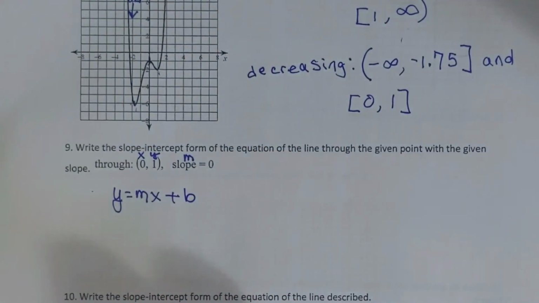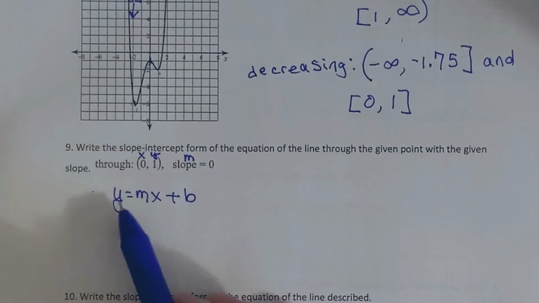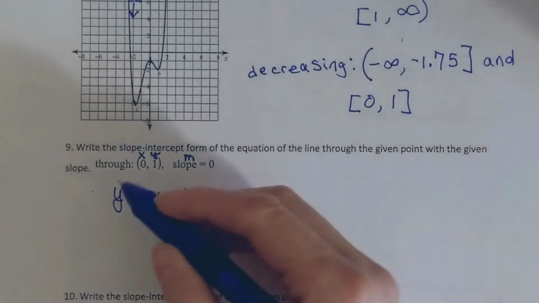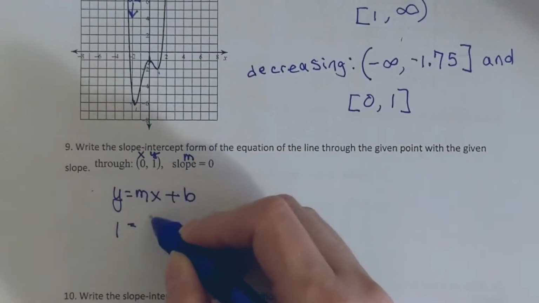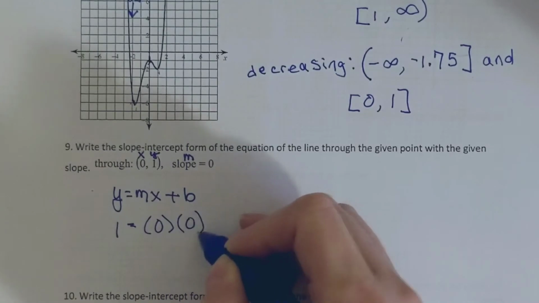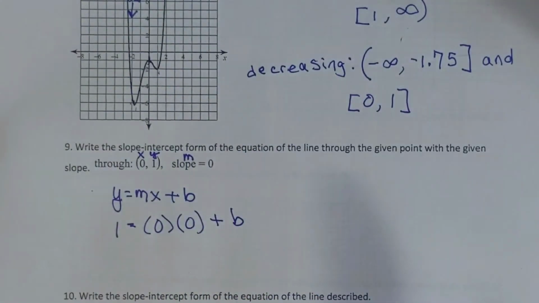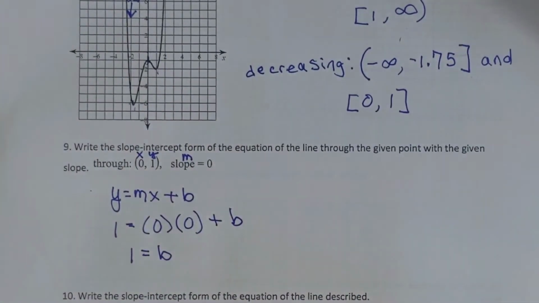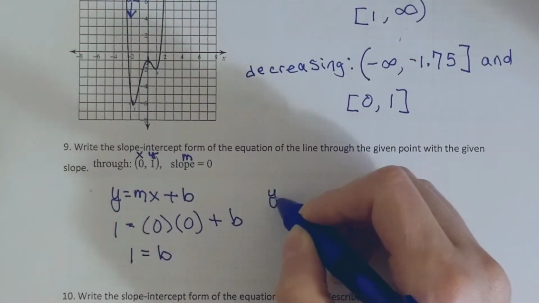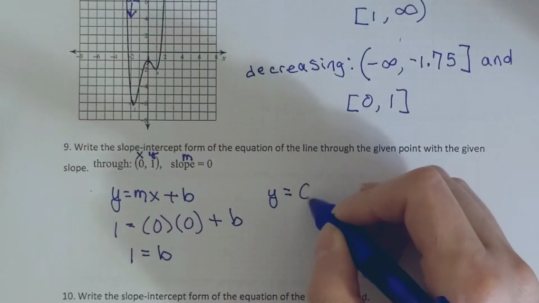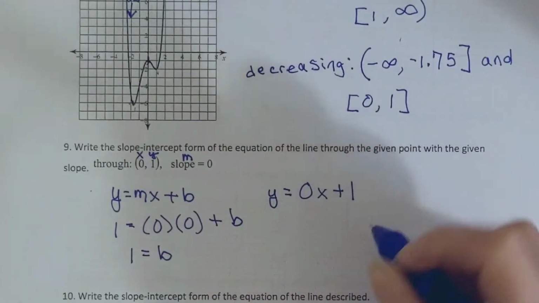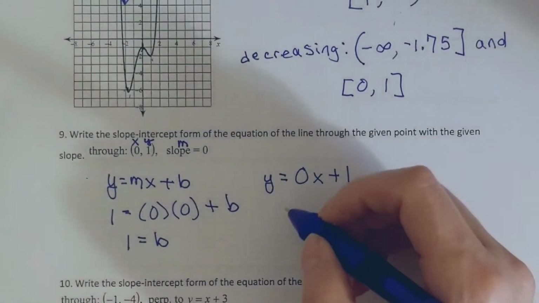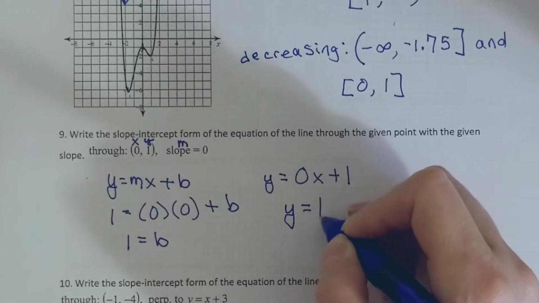Okay, so we're going to plug in the x, the y, and the m into the formula. I need to find my b value. So I have 1 equals 0 times 0 plus b. Well, that makes this a lot easier. So 1 equals b. So I plug that back into our formula. So y equals 0x plus 1. 0 times x is just 0, so we don't even need to write that. So it is y equals 1.